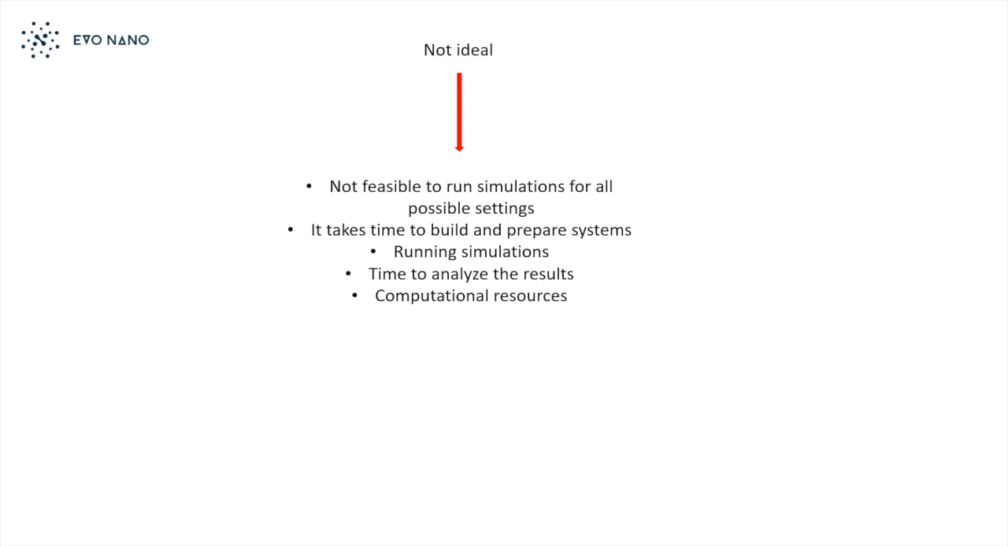Moreover, despite requiring less time than performing this whole process experimentally, it still takes a lot of time. It takes time to build and prepare systems, then we need time to run the simulations, time to analyze the results, and if we can make this process faster, that would be great. There is always a question of computational resources. Computational costs can be quite high. So one way to improve on this is to combine these simulations with artificial intelligence.